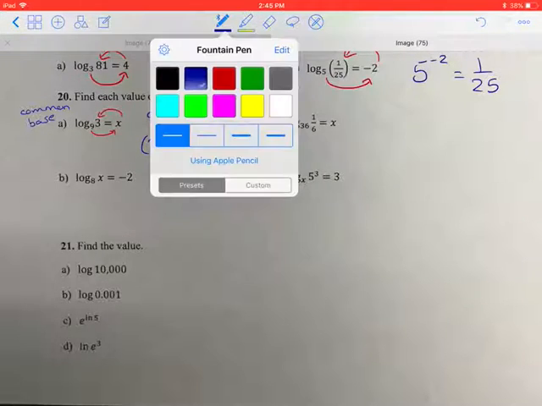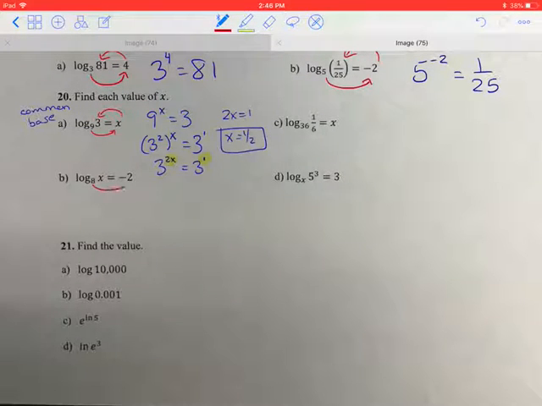Alright, so let's try the same thing with b. I start with changing it to exponent form, and I get 8 raised to the negative 2 equals x. Now this one, x is not an exponent, so really I just need to simplify the left-hand side. That's 1 over 8 squared, which gives me x to be 1 over 64.